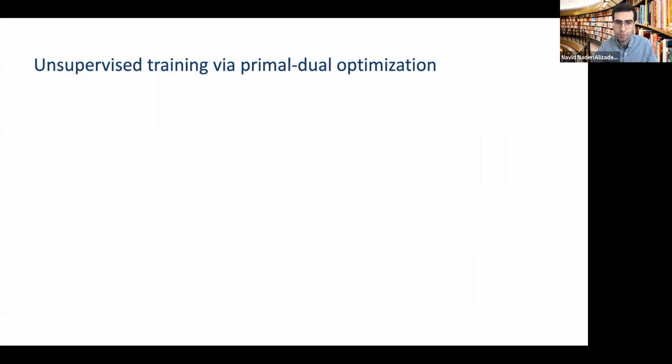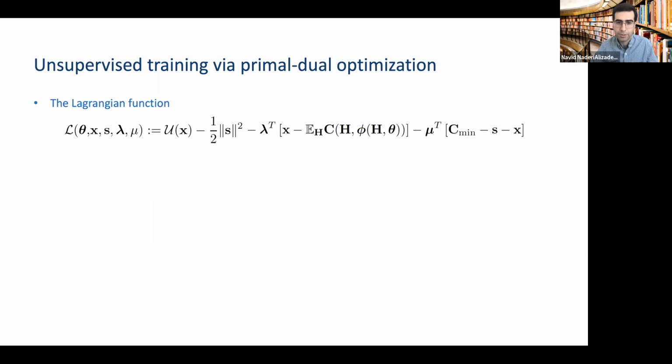And to solve this, we first write a Lagrangian function like this. We have the dual variables lambda and mu based on the constraints that we have.